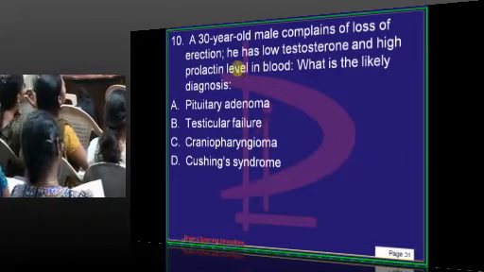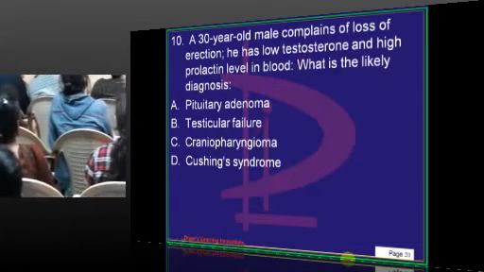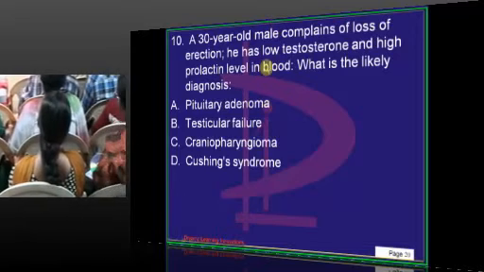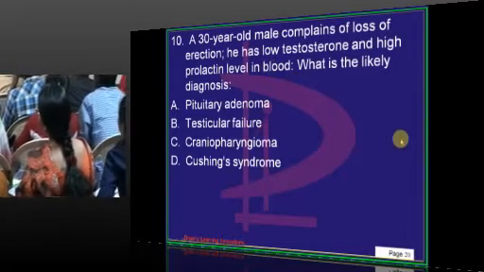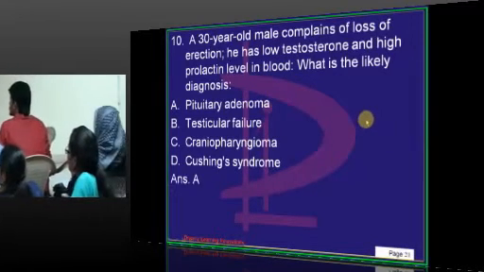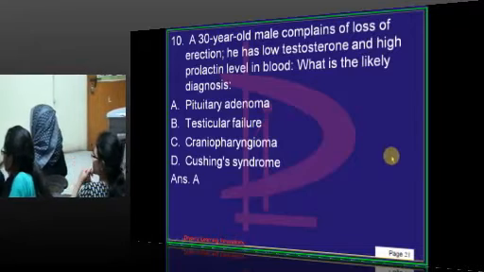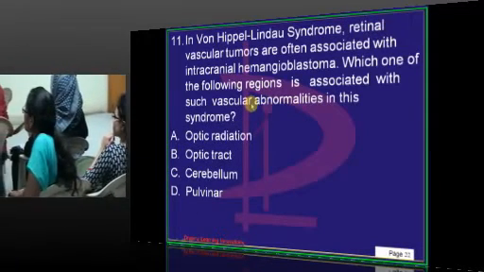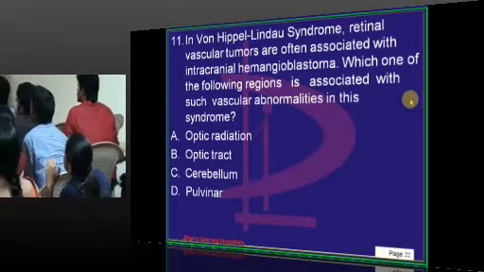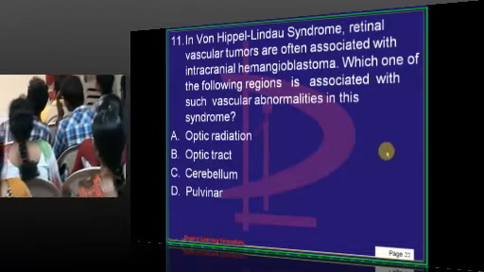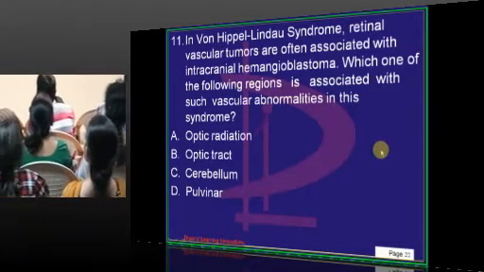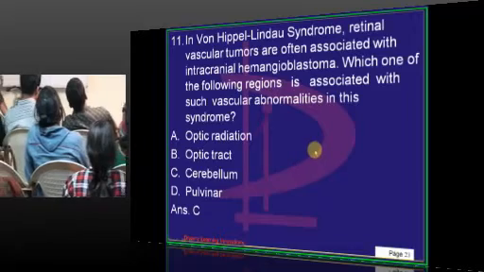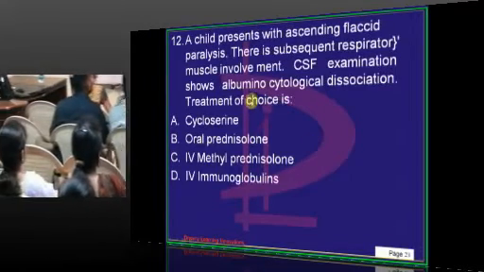30-year-old complains loss of erection. Low testosterone, high prolactin. What is the diagnosis? You like to say pituitary adenoma, which is prolactin producing? Beautiful. That's right. Von Hippel-Lindau. Where do you find vascular anomaly? Cerebellar hemangioblastomas are a part of the von Hippel-Lindau syndrome.